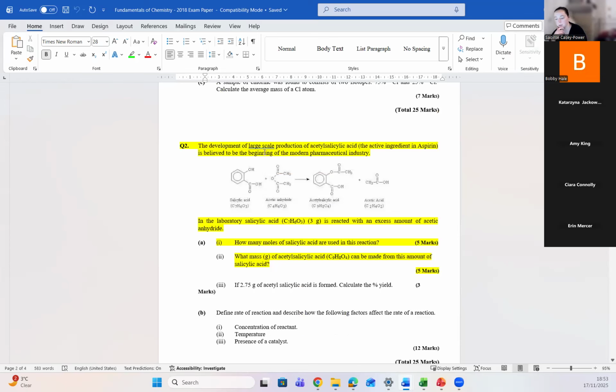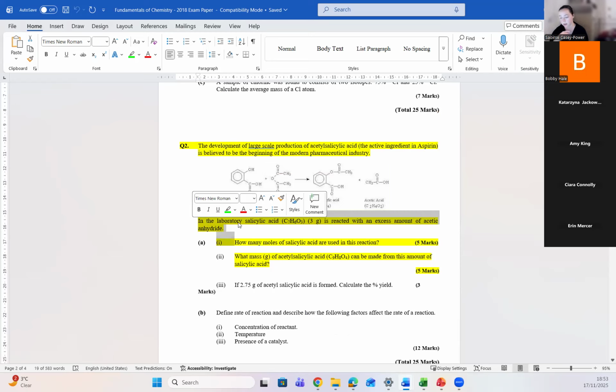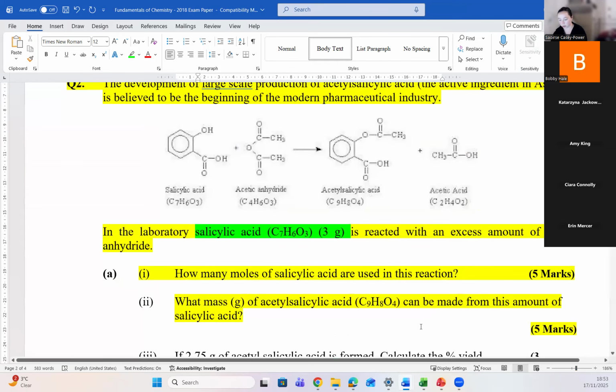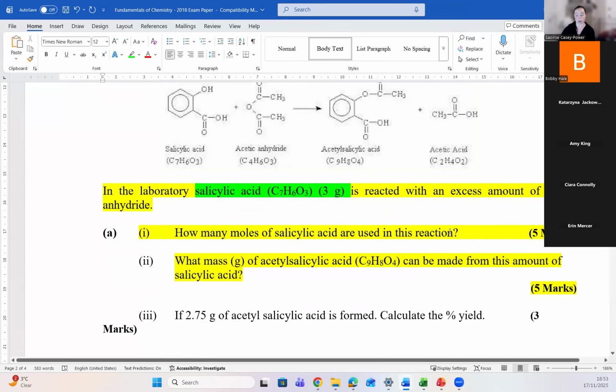Okay, so what we have here is a question very similar to what we just did. It says the development of large-scale production of acetyl salicylic acid, the active ingredient in aspirin, is believed to be the beginning of the modern pharmaceutical industry. Wouldn't worry too much about that. It says in the laboratory, salicylic acid, 3 grams, is reacted with an excess amount of acetic anhydride. Wouldn't worry about that too much. All we need to take from that is that we're working with salicylic acid and we have 3 grams of it. So it says how many moles of salicylic acid are used in this reaction.